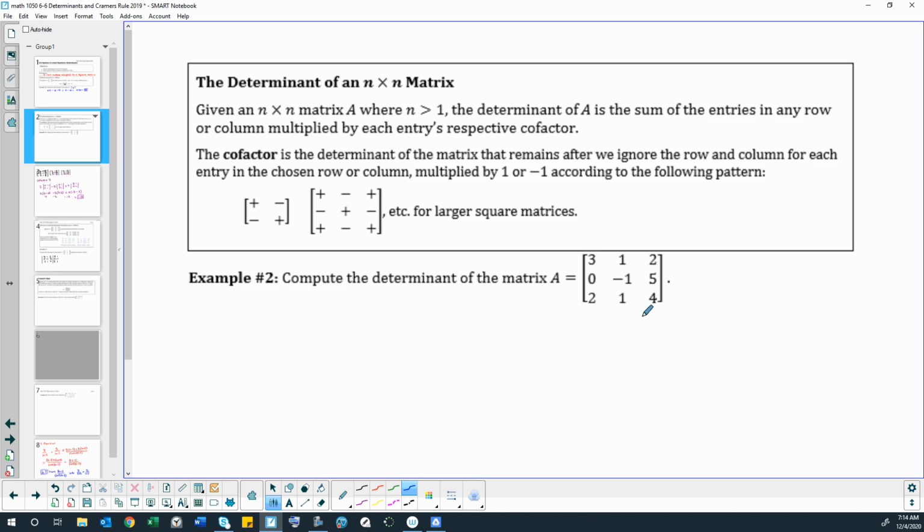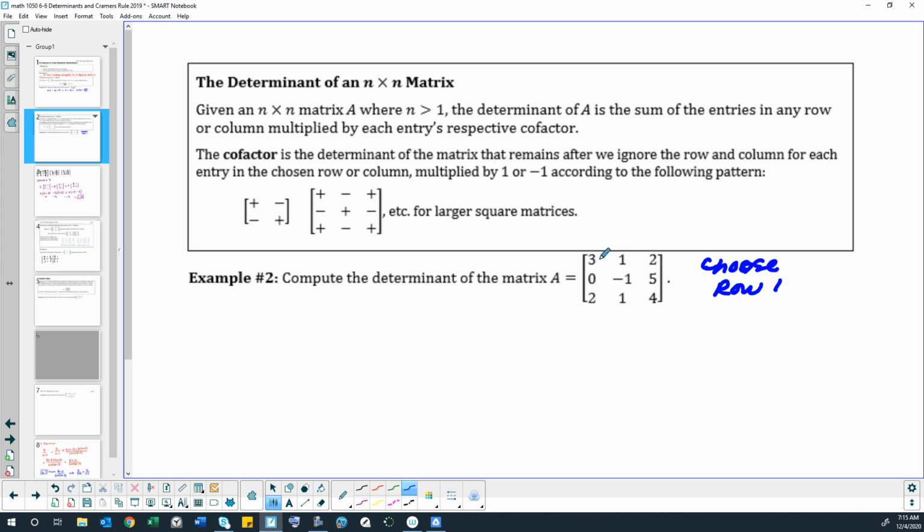So, I'm going to choose any row or column. I can choose the top row, the middle row, the bottom row. I can choose the left column, the middle column, the right column. It doesn't matter at all what you choose. In fact, it might be advantageous to choose one that has a 0 in it, because then you'll have a piece of it that cancels out. I'm not sure I want to show that particular thing to you for your first experience. So why don't we just use the first row? We're going to choose row 1.